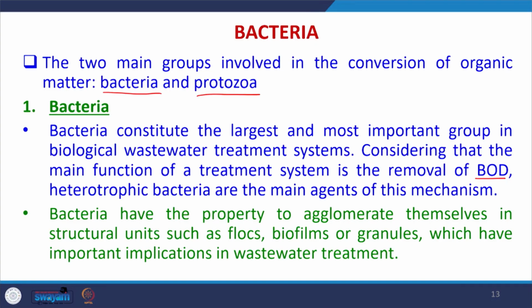Heterotrophic bacteria are the main agents for this mechanism. Bacteria have the property to agglomerate themselves into structural units such as flocs. They will come together and form a bigger floc, biofilm or granules. Depending upon the type of treatment system, they may be present in the form of floc or in the form of biofilm, like in a trickling filter we use biofilm, and in a rotating disc we use biofilm.